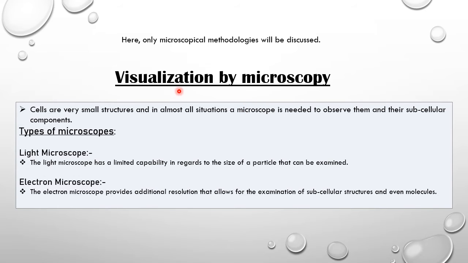Visualization by microscopy. Cells are very small structures and in almost all situations a microscope is needed to observe them and their subcellular components. There are two types of microscope, light microscope and electron microscope. The light microscope has a limited capability in regards to the size of a particle that can be examined. The electron microscope provides additional resolution that allows for the examination of subcellular structures and even molecules.